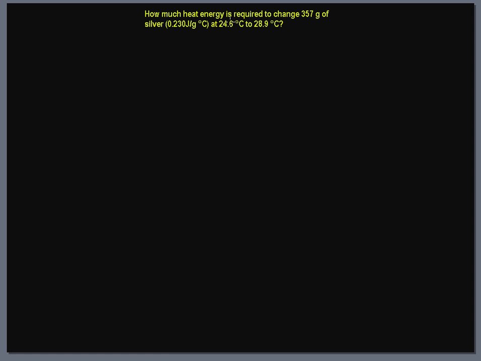How much heat energy is required to change 357 grams of silver, and here is your specific heat capacity for silver, 0.230 joules per gram degrees Celsius, at 24.6 degrees Celsius, and it increases up to 28.9 degrees Celsius.